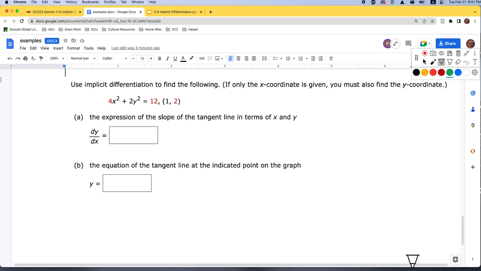So let's talk about the last part first. What is an equation of a tangent line? It's got slope and it's got a y-intercept. So it's always y equals mx plus b. Where does the slope come from?